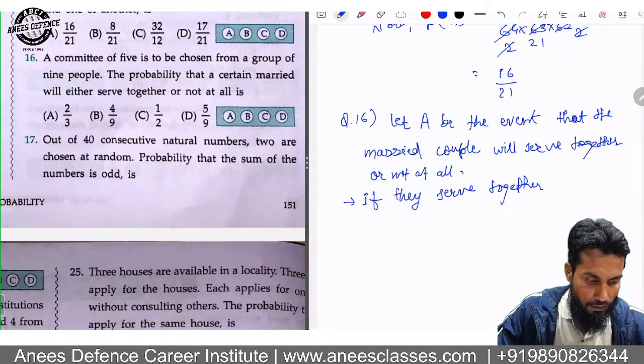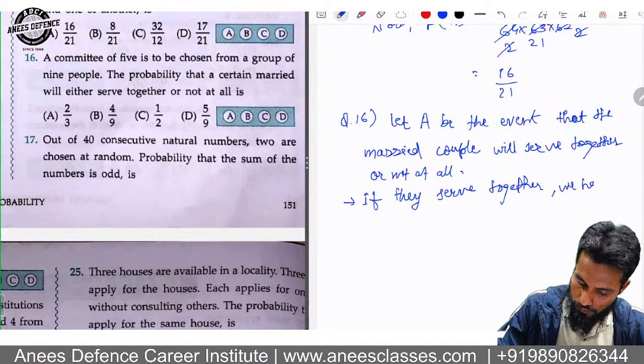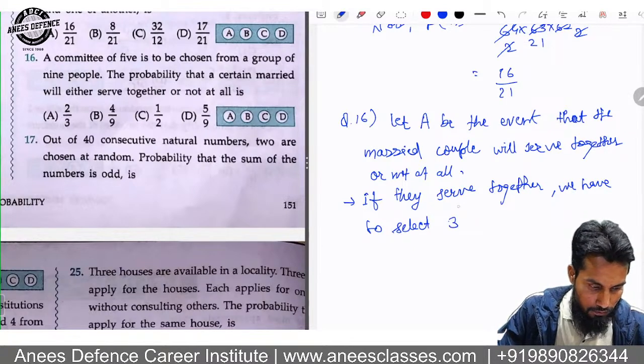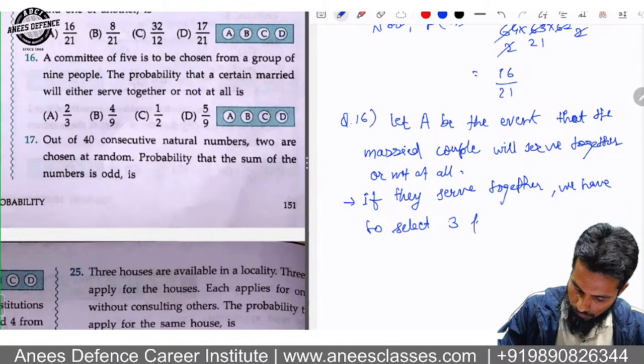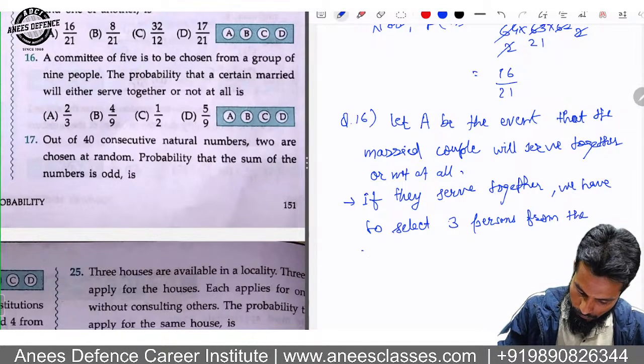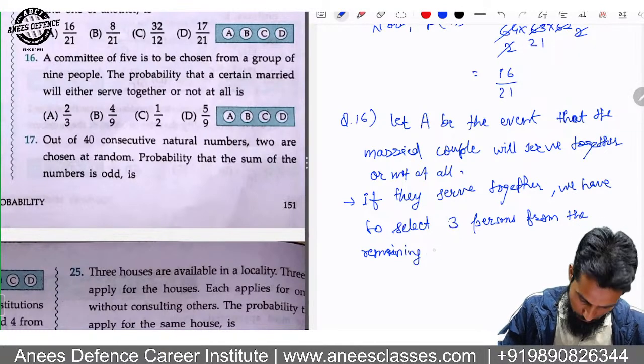If they serve together, we have to select three persons from the remaining 7 persons.